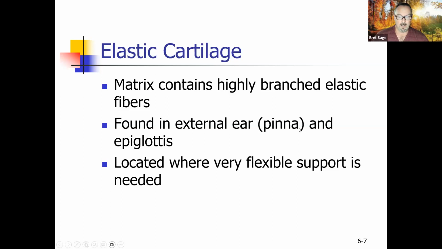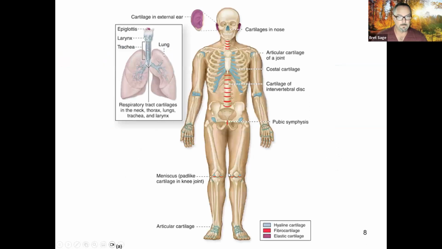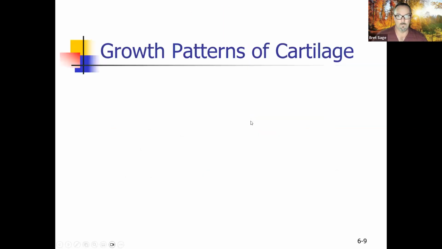You find it in the external ear or pinna and the epiglottis, which covers the glottis, which regulates air or food going through your throat. Needed where very flexible support is needed, and the tip of your nose as well. Okay, this is a nice picture or figure showing the different types of cartilage in their various areas.